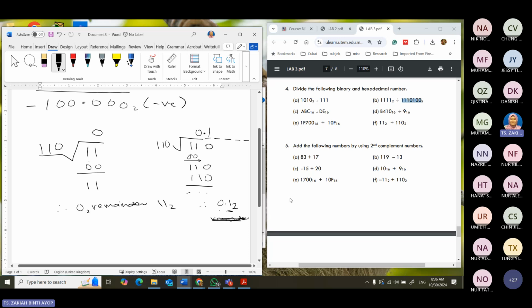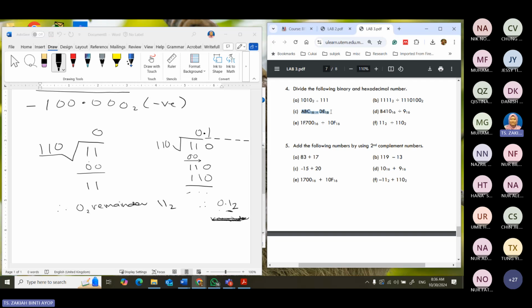Now, before that, FB16. Next is question 5. Sorry, question 4 and 5 are not the same thing. They are different. One is a division. Question 5 is 2's complement. Okay, so 2's complement.